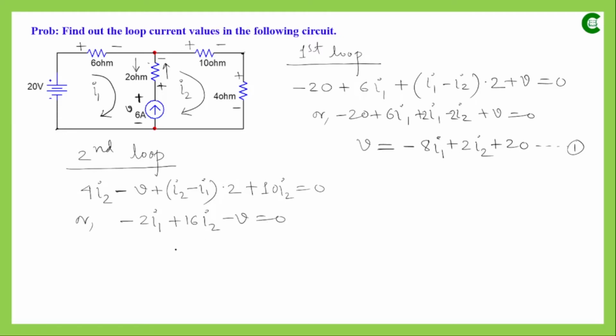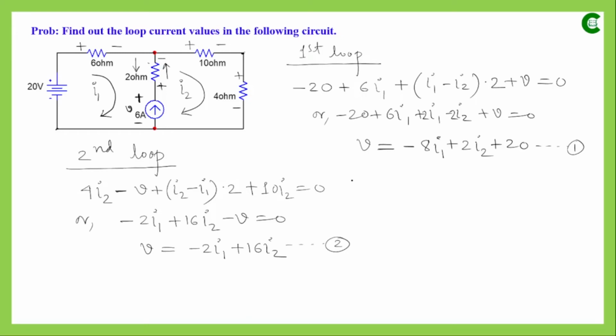So finally, if we express V in terms of I1 and I2, then it will be minus 2 I1. Now in the first equation we have expressed V in terms of loop currents, and also in the second equation we have expressed V in terms of loop currents, and these two V are basically the voltage value across this current source. So this is the same parameter.